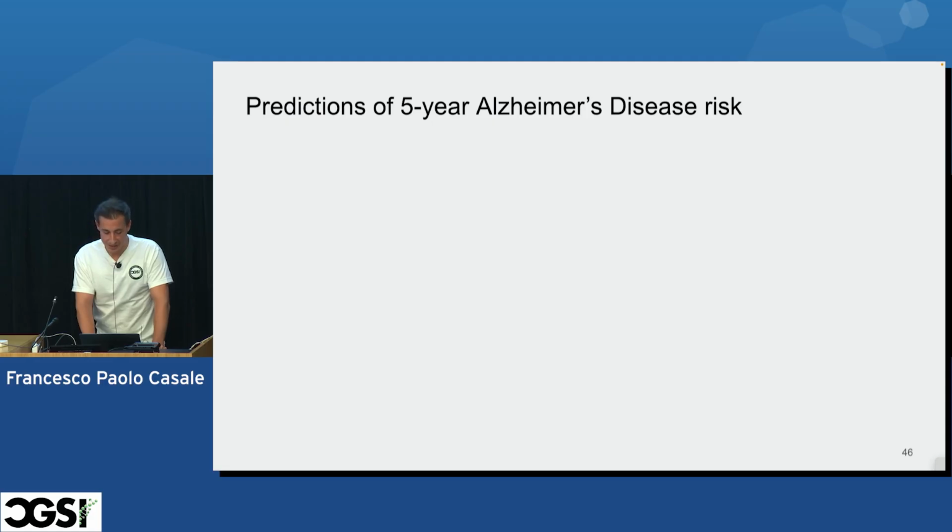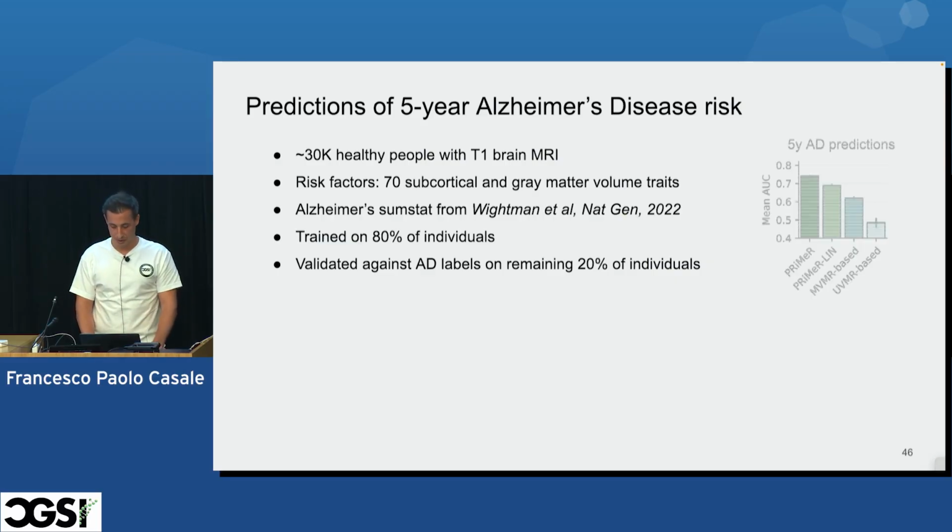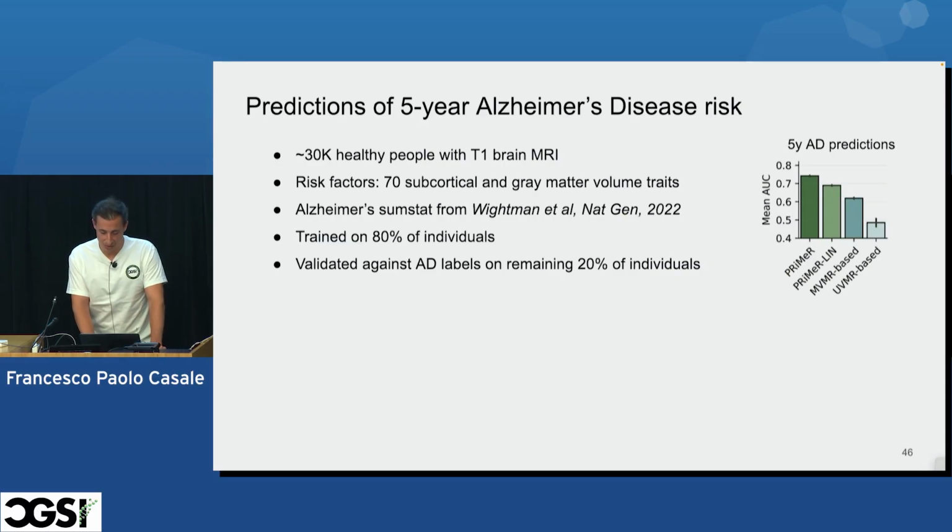Then as a secondary application, we looked at the prediction of 5-year Alzheimer's disease risk. Here we focus on 30,000 healthy people with T1 brain MRI in the UK Biobank. We use as risk factors 70 subcortical and gray matter volume traits. We took GWAS summary stats for Alzheimer's as a supervisory signal, and then again trained on 80%, evaluated on 20% of individuals. These are the results. Even here, we can get quite good predictions, 74% AUC.